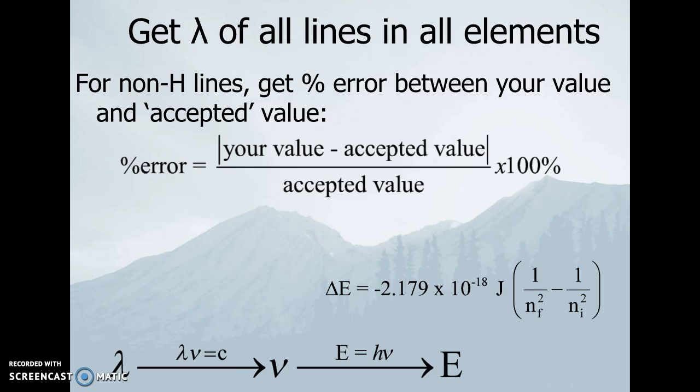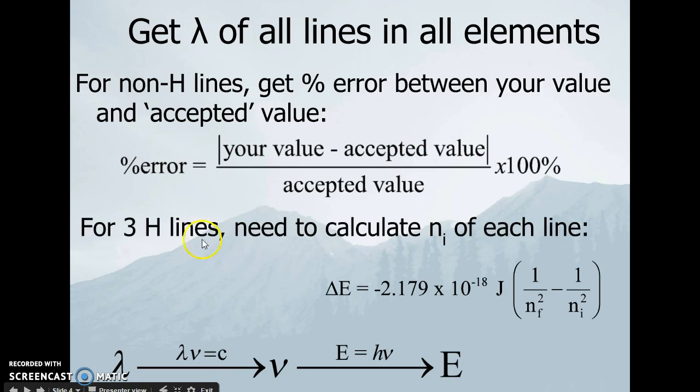You're going to compare those known values to your line's wavelength, right? So you're just getting the wavelength from the Bragg equation, the equation on the previous slide. And then you can calculate a percent error. And here's the formula for percent error.